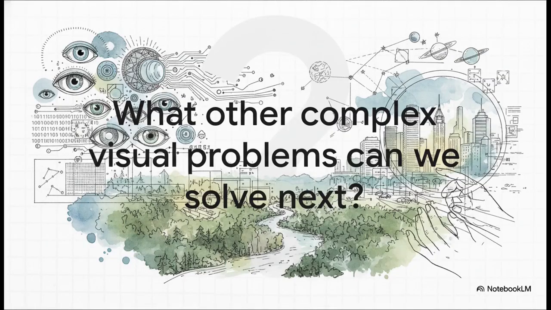So it leaves us with this really fascinating thought. We've successfully taught a computer to see and quantify the world with a level of precision that can actually surpass our own eyes. The only question left is, what other huge, complex visual problems are we going to point this powerful new tool at next?